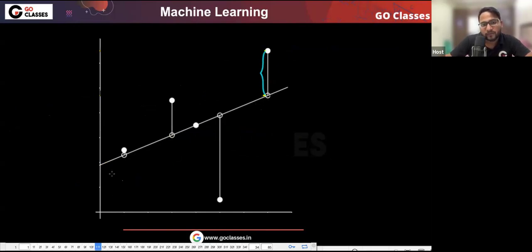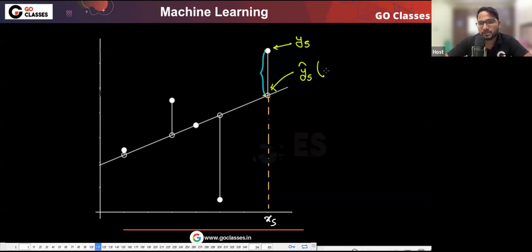If you are saying this is your answer, then how far is your answer at a given point? For example, let's suppose these are x1, x2, x3, x4, x5, right? Suppose this is x5. Now how far is this answer from your original one? If you are predicting this as y5 cap, and this is y5, this is the real one and this is the predicted one.